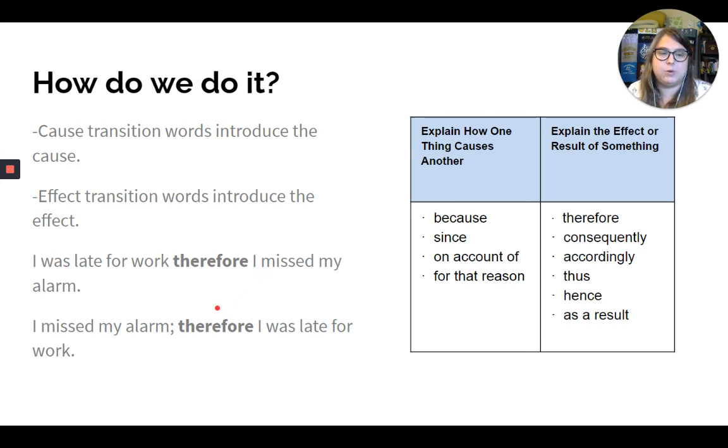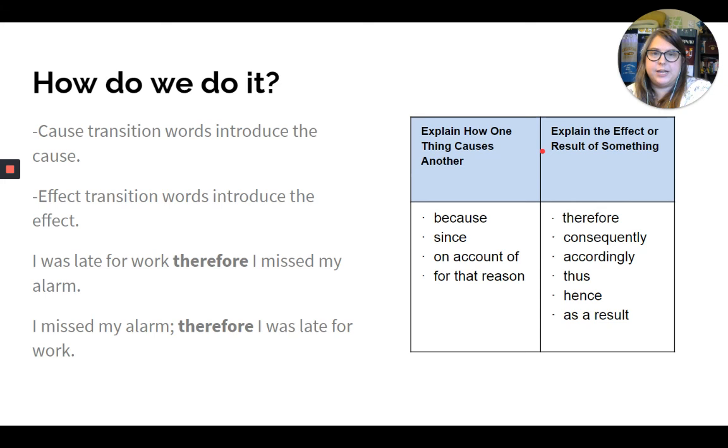So to change that, what we can do is we can change around the way the sentence is laid out. Instead of saying I missed my alarm, with the word therefore, we're going to put it first. I missed my alarm. Therefore, I was late for work. Now the word therefore introduces the effect in the sentence. It shows that what happens comes second. So what we've got is that when we are dealing with cause and effect transition words, we want to think about, is it cause or is it effect? What is actually being seen inside of that sentence?